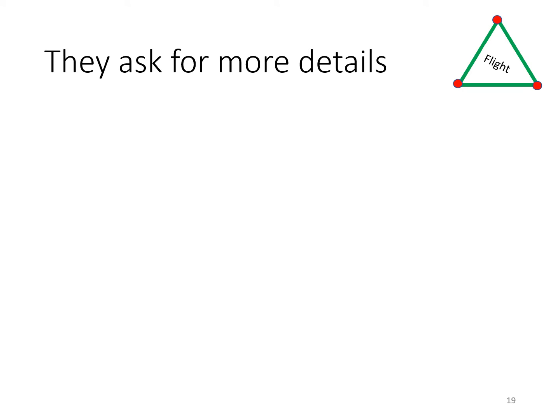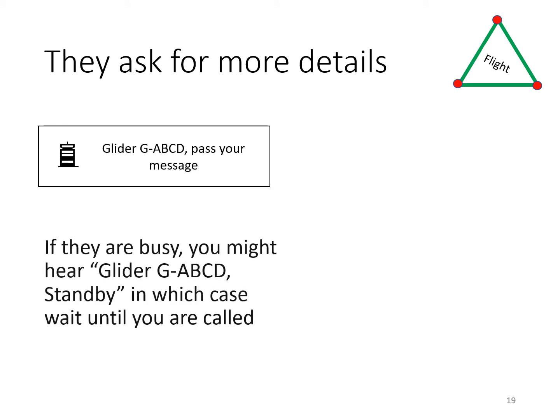Providing they're not doing something else at the time, we'll hear glider Golf Alpha Bravo Charlie Delta, pass your message. If they're busy, you might hear glider Golf Alpha Bravo Charlie Delta standby, in which case wait until you're called. It's just possible they'll forget to call back, but wait at least a few minutes before trying again if so.